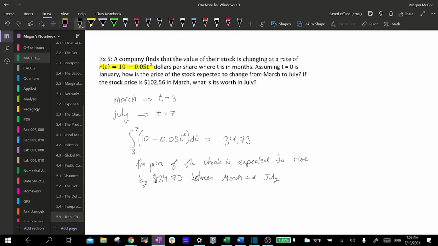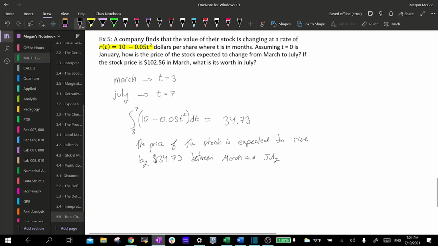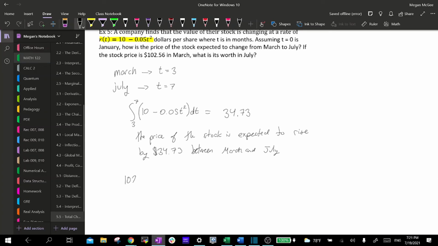Okay? And then the last part of the problem said if the stock price is $102.56 in March, what is it worth in July? Well, for that we just need to take our 102.56 and add it to our 34.73, and we end up with 137.29, and this is the expected value of the stock in July.